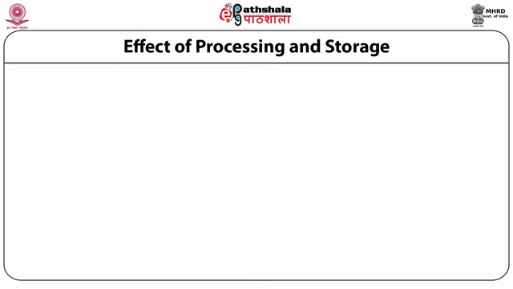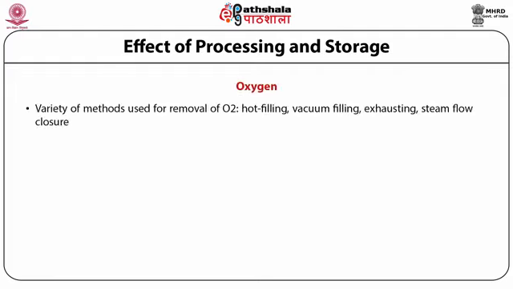Now we will see the effect of processing and storage on corrosion of metal containers. Removal of as much oxygen as possible is an essential part of good cannery practice, and a variety of methods are used: hot filling, vacuum filling, exhausting, closure under vacuum, steam flow closure, and vacuum syruping. Positive control of the headspace volume is also essential. A larger headspace is likely to contain a higher residual oxygen concentration than a smaller one.